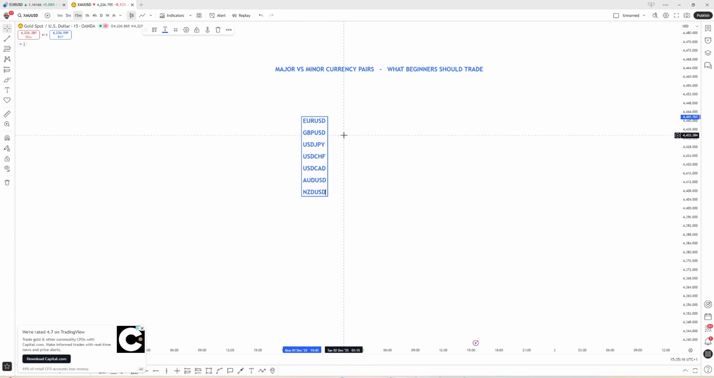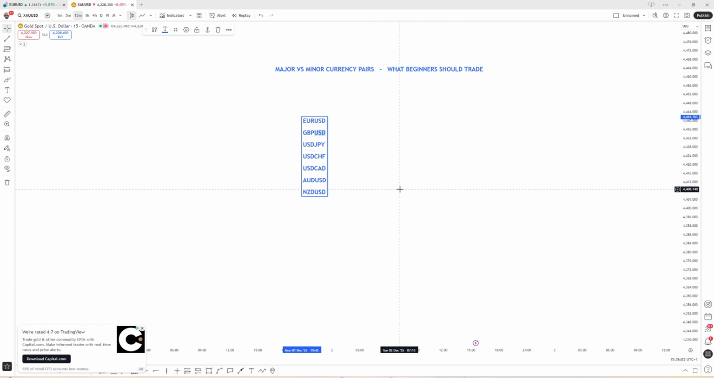As you can see, the pairs listed on the screen all comprise the United States dollar. So these are the major currencies that you should start trading as a beginner. These pairs are popular because they offer high liquidity, which means fast execution and tight spread. If you want me to talk more on spread, please comment "spread" in the comment section, and I will further explain what spread means and how it affects your trade as a beginner.